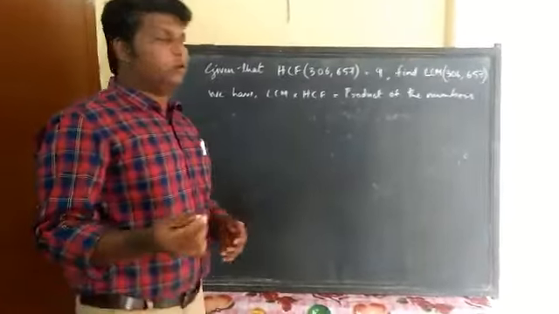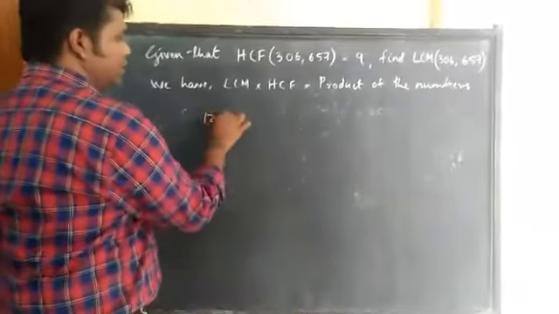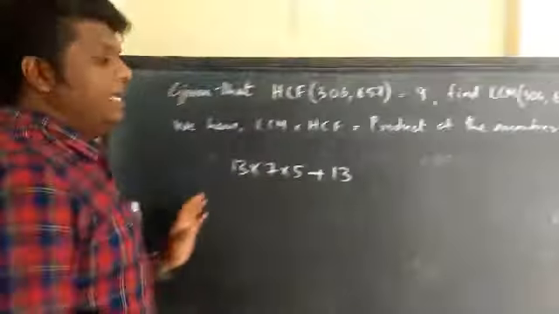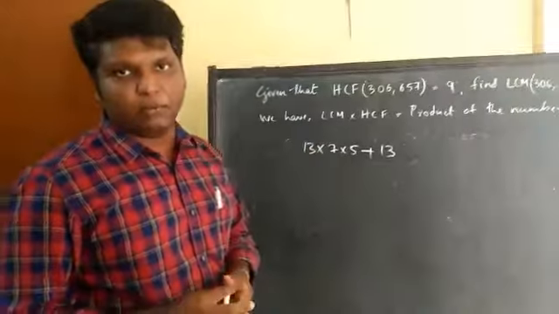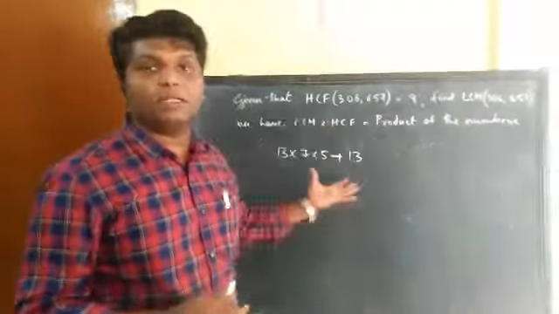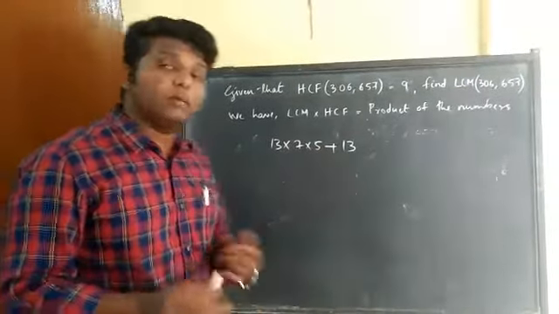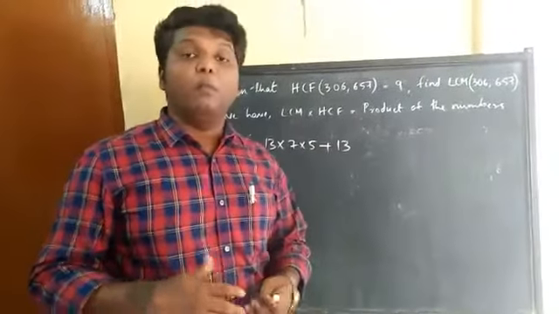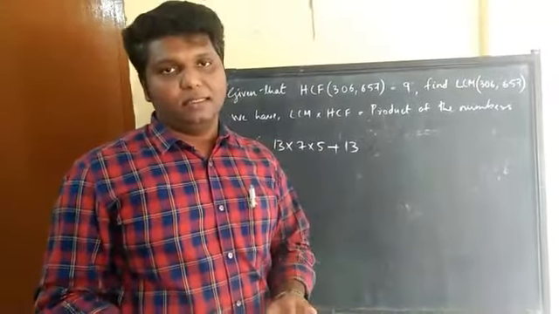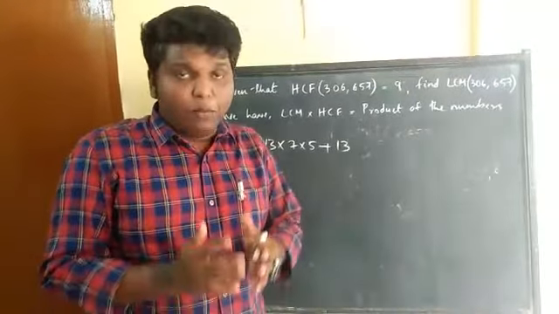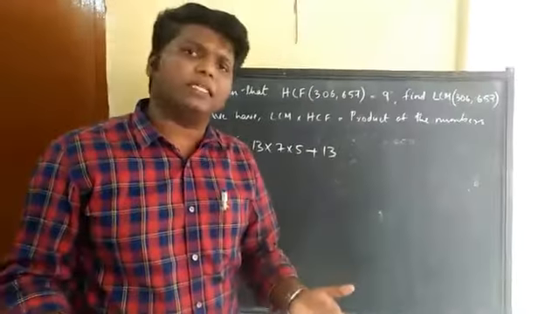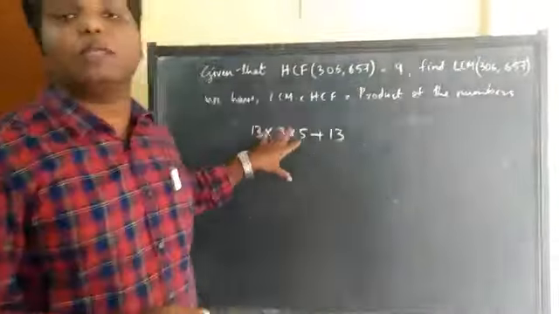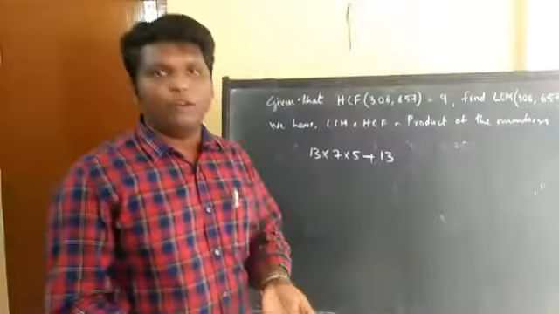See here, there is a particular question like this. 13 into 7 into 5 plus 13. Is this a composite number? Or prove that this number is a composite number. So normally what is the meaning of composite number? Composite number is a number which is having more than one factors. Okay, so normally if it is having more than one or two factors, then we can say that is a composite number. So you have to prove that this particular number is having more than one factors.